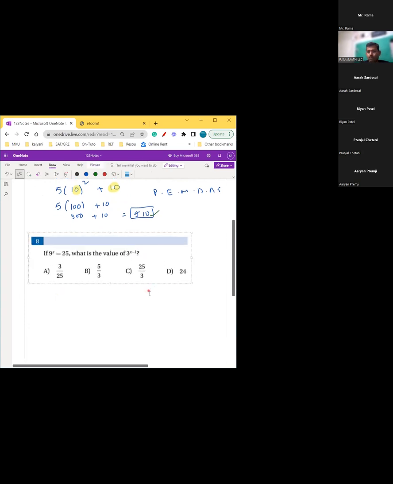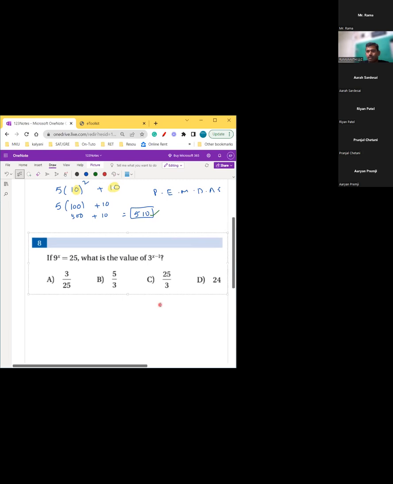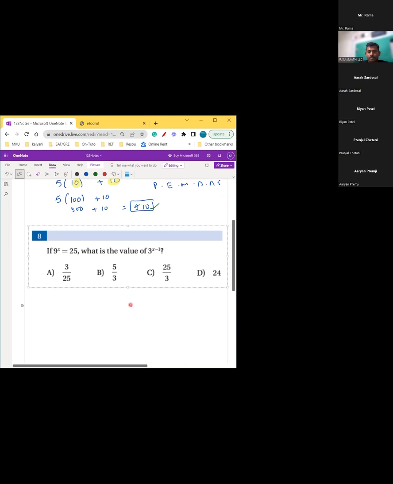Okay, next one. Let's see. Aryan, can you please read this one for us? Yeah, can you hear me? Yes, thank you. Right. If 9 to the power of x equals 25, what is the value of 3 to the power of x minus 1? Okay, go ahead and give this one a quick try. See what you guys think, and then I will go over this problem with the little techniques.